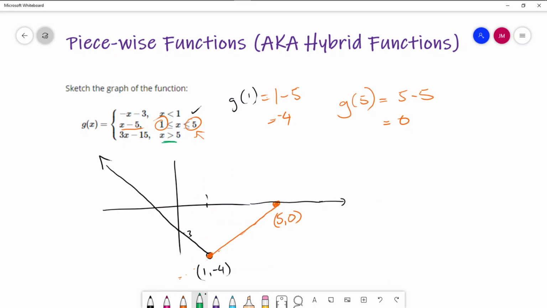And the last one I'll do in green. We've got x is greater than 5. So let's find out if 5 was in this bottom one. I'd have 5 times 3 is 15, minus 15 is 0. So it's at the same point, and it's got a gradient of 3. So it's going to come up a lot steeper.